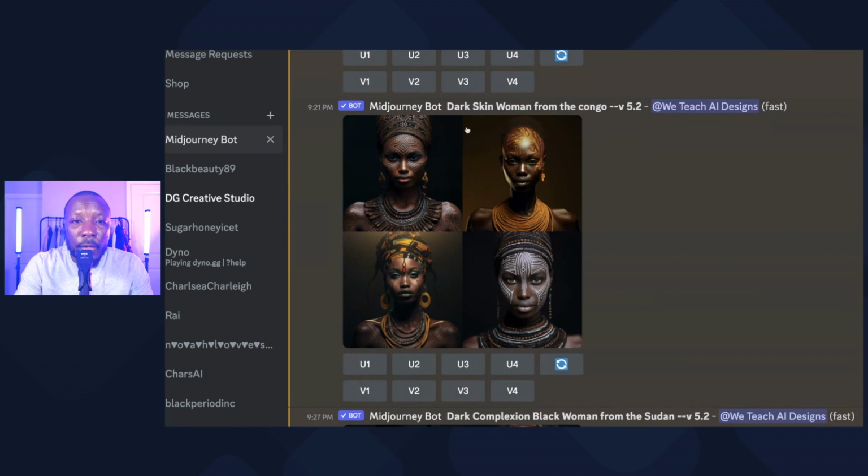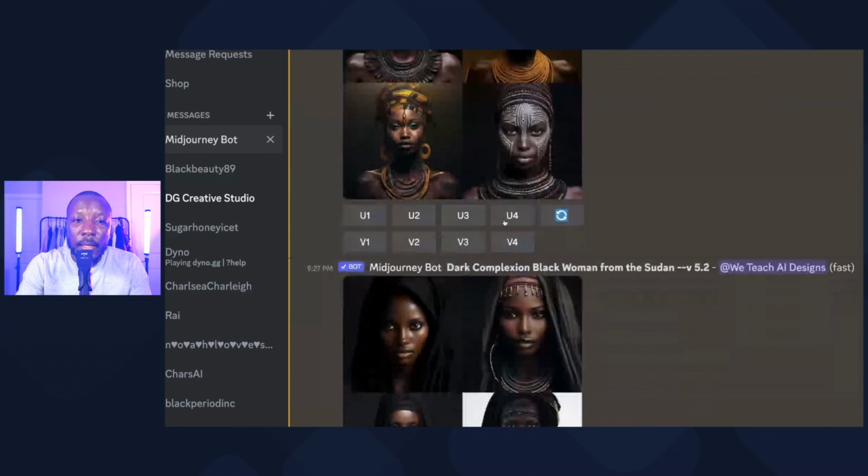The third render I created was "a dark skinned woman from the Congo." Now, just because you want someone to be dark skinned, like someone from Sudan, doesn't mean that you can't throw some other keywords in there, like Congo, Kenya, Nairobi, just different places in Africa that will kind of embody the look that you are going for. I think number 2 did a really good job.